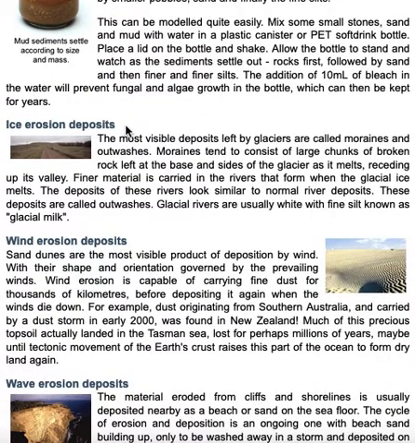Ice erosion deposits. So this is water, also glaciers. The most visible deposits left by glaciers are called moraines and outwashes. Moraines tend to consist of large chunks of broken rock left at the base and sides of the glacier as it melts, receding up its valley. Finer material is carried in the rivers that form when the glacial ice melts, so like meltwater streams. The deposits of these rivers look similar to normal river deposits. These deposits are called outwashes. Glacial rivers are usually white with fine silt known as glacial milk.